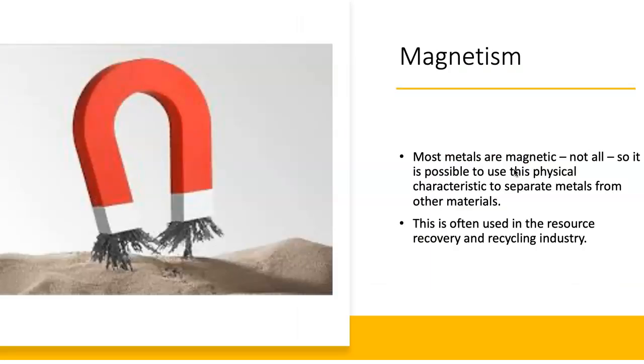Magnetism, a nice, easy one. Those things that are magnetic are quickly separated from other stuff just by putting a magnet over them. It's a good way of recycling metals, of course, or getting them out of wastes, and it's clearly often used because metals are one of those resources that we only have so much of. So very handy. And that's separation techniques.